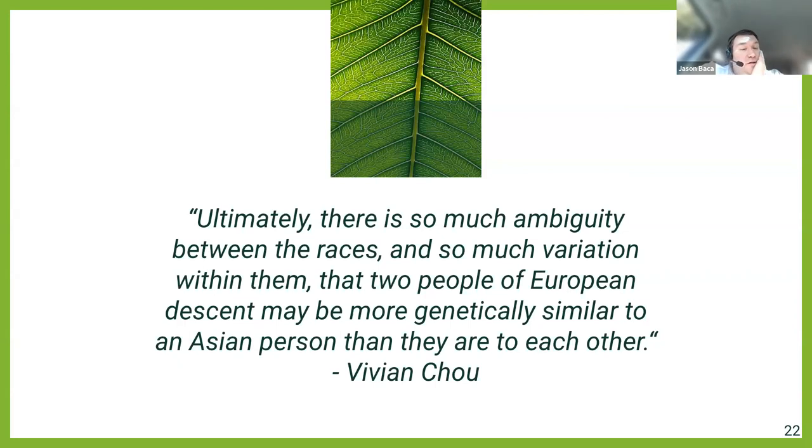And I put this quote on here. Vivian Chu is the one who wrote the article, and she wrote, ultimately there's so much ambiguity between the races and so much variation within them that two people of European descent may be more genetically similar to an Asian person than they are to each other. And so you tell a kid that, and the kid's going to be like, there's no way, right? These two people from Europe should be more similar, but that's not the case.